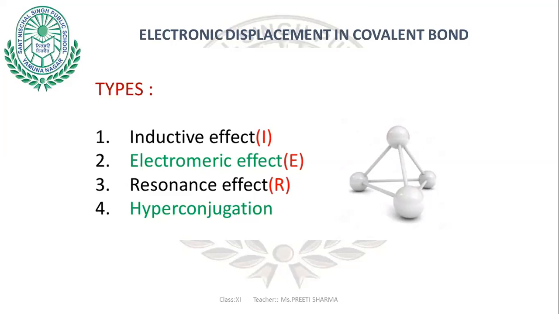So whenever in a carbon chain any attacking reagent or any electronegative atom is being attached or any electron releasing group is being attached, there will be a displacement of electron, right? And that displacement of electron is known as electronic displacement. And this led to a number of effects, students, and these are the following effects: inductive effect, electromeric effect, resonance effect, and hyperconjugation effect. But today I will deal with the two, that is inductive effect and electromeric effect.